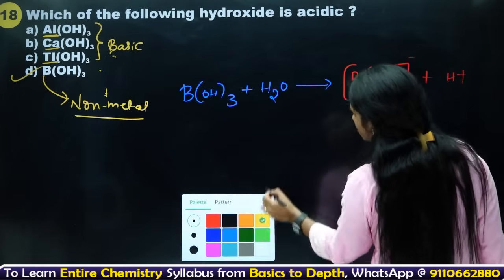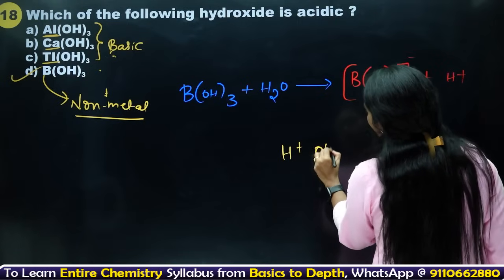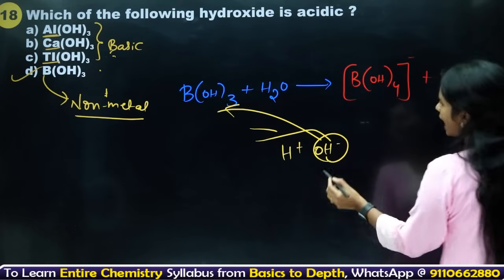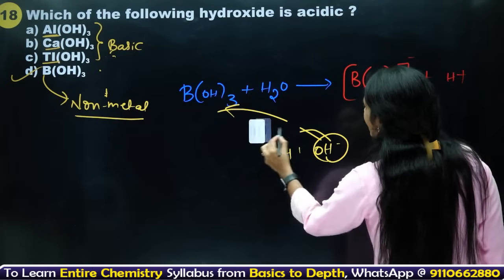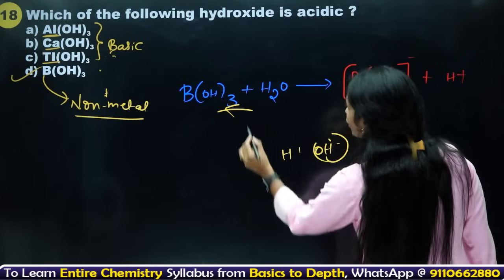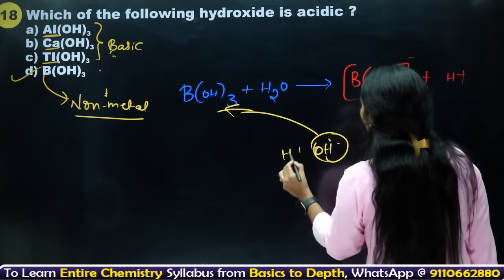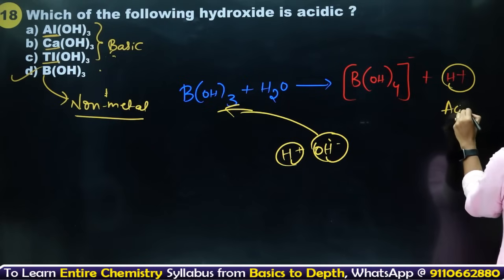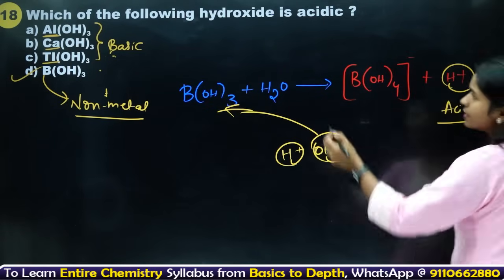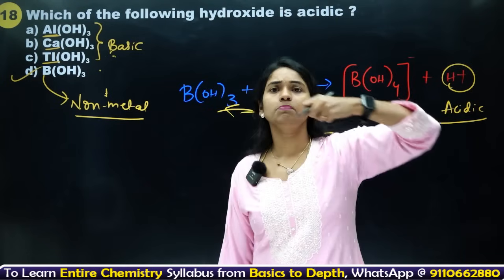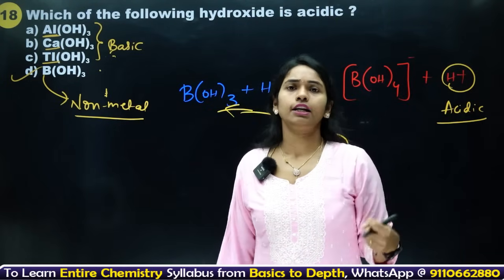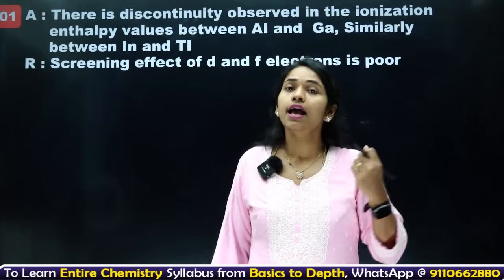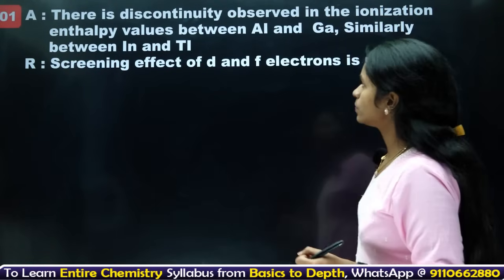From water, what is it absorbing? Water means H plus and OH minus. This OH minus it accepts, and it releases what, students? It releases H plus into the solution. Due to the H plus ions in the solution, these are acidic. B(OH)3 accepts a pair of electrons. A lone pair acceptor is a Lewis acid, and it releases H plus ion, that's why it is acidic.